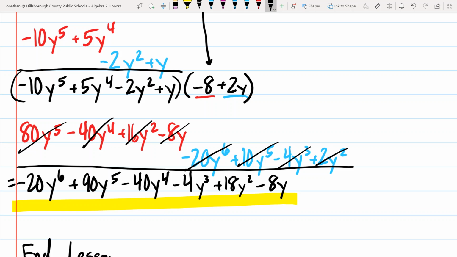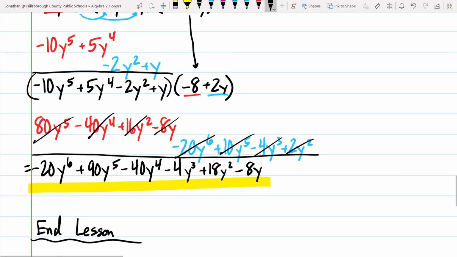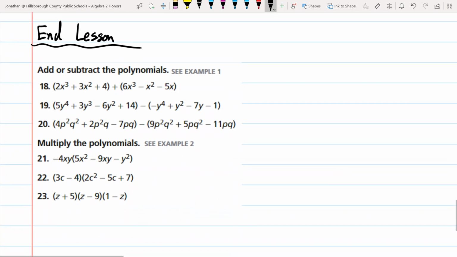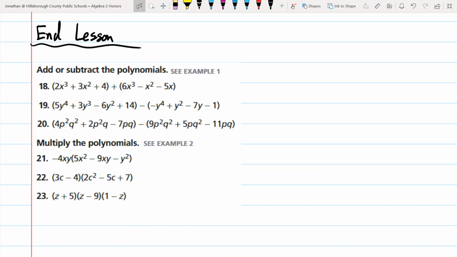That is the end of the lesson for today. Your homework is attached right here. 3 problems of adding and subtracting, 3 problems of multiplying. This last problem is honors only, though if you were in my regular class, you are more than welcome to give it a shot. And that's all for today.